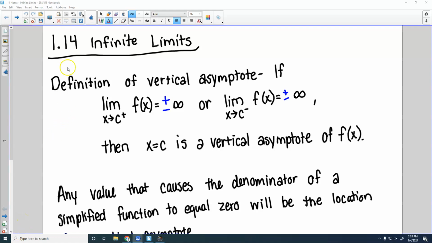All right, so here we have a definition of a vertical asymptote. We know how to find where vertical asymptotes are. That is in rational functions whenever the denominator is going to equal 0 and it doesn't cancel out.